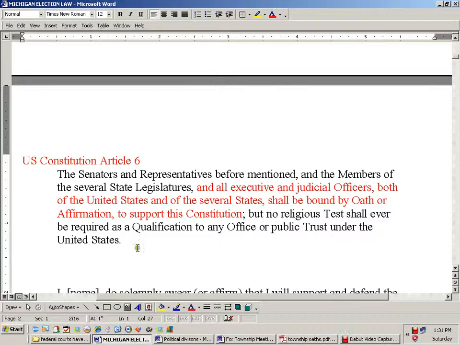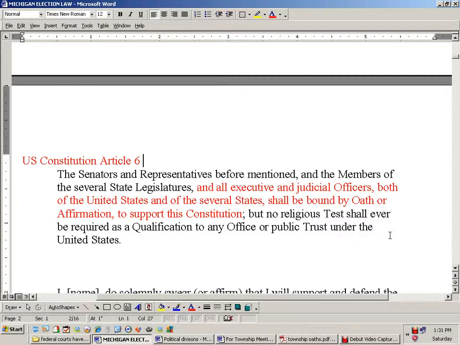The U.S. Constitution: the senators and representatives before mentioned, and members of the several state legislatures, and all executive and judicial officers, both of the United States and of the several states, shall be bound by oath or affirmation to support this Constitution. But no religious test shall ever be required as a qualification to any office or public trust under the United States.